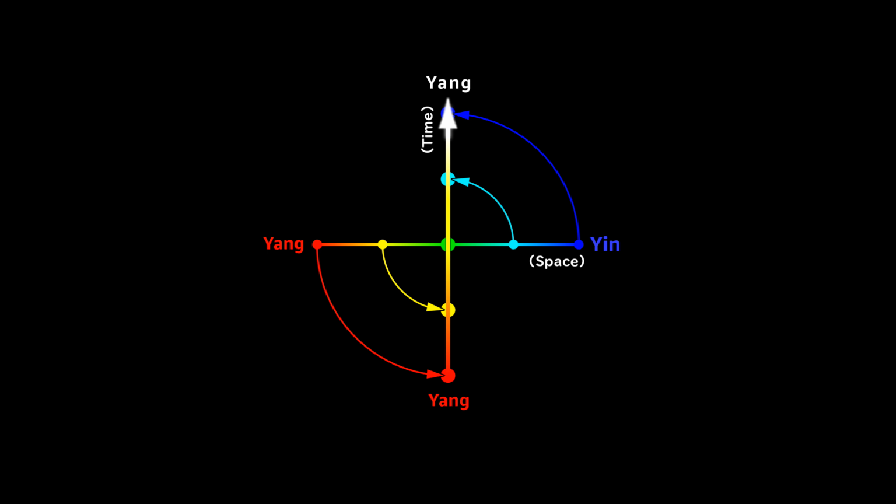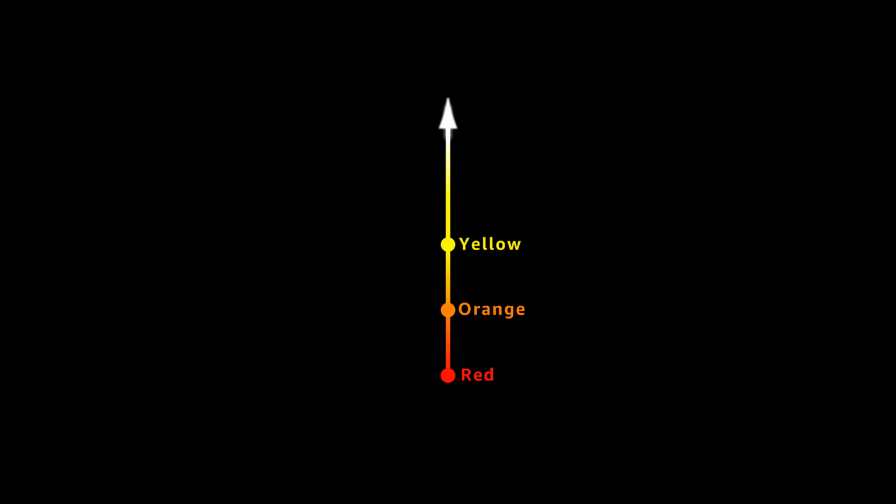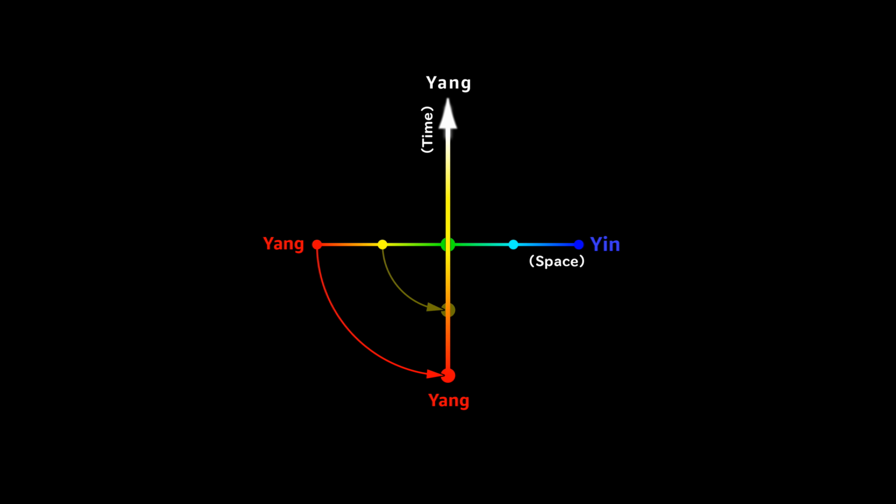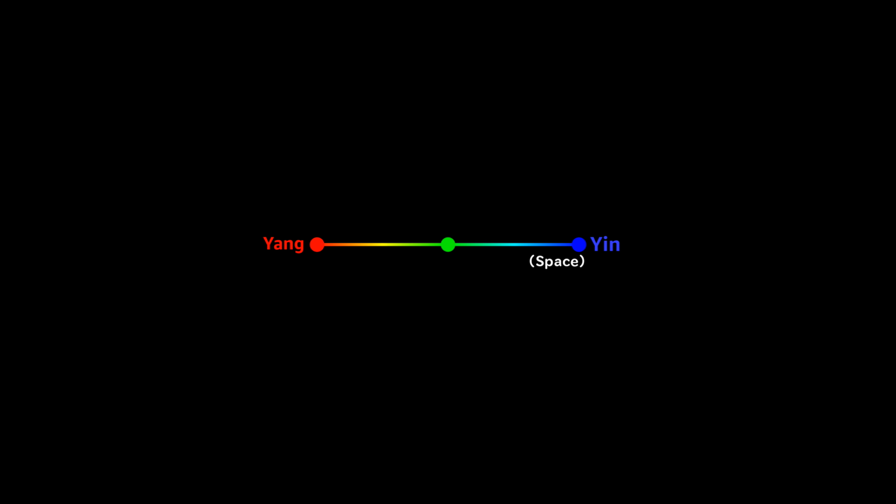The time axis has a color gradation of red, orange, yellow, and clear light. This gradation is obtained by adding the spectrum from red to blue of the space axis. That is, the color gradation of time is created from the color gradation of space. In this relationship, we can see the following two pairs. On the space axis, the opposite side of red is blue.